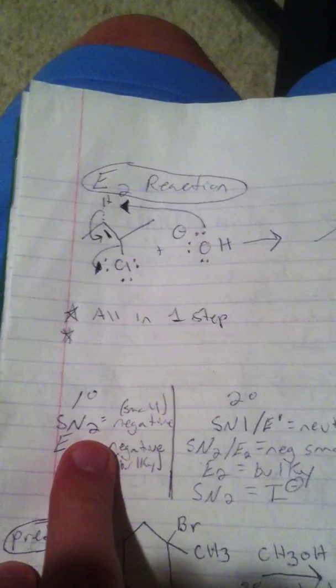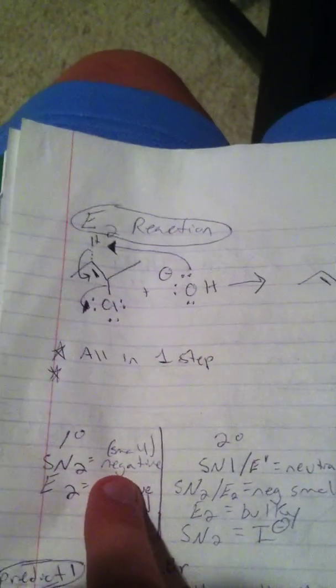Typically in substitutions, if it's a primary and you have a negative charge, that's almost always an SN2 reaction. There are examples where an elimination occurs, depending on how big the group is, whether it's 3 or 4 carbons long. Once you get into a really bulky or big chain, then you can see it undergo E2. But typically, if it's primary and you have a negative charge, it's going to undergo SN2.